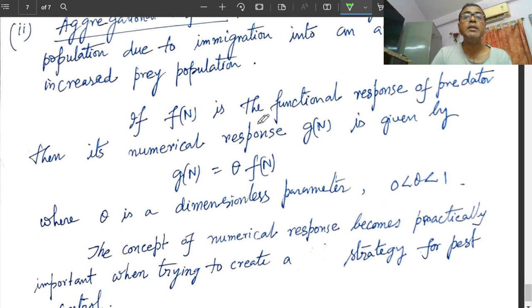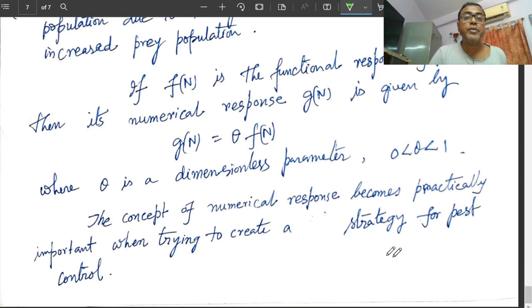If F(n) is a functional response of predator, then its numerical response is G(n). Then we can write G(n) equal to theta into F(n), where theta is a dimensionless parameter, 0 less than theta less than 1. The concept of numerical response becomes practically important when trying to create a strategy for pest control. So this is the numerical response.